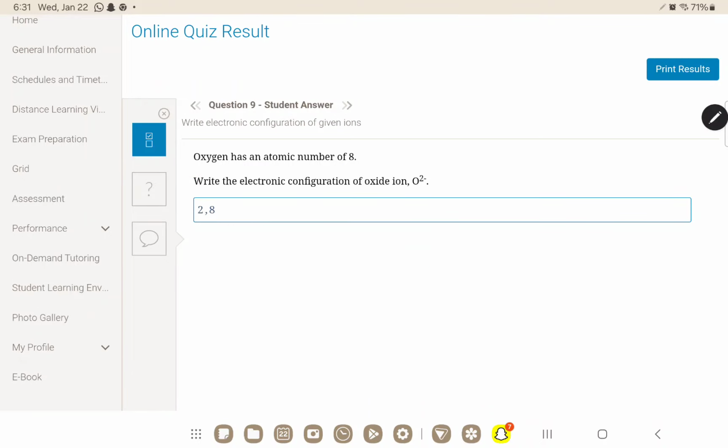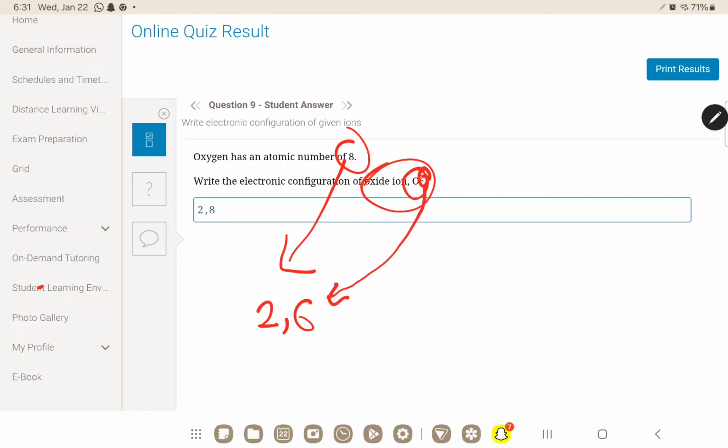Now here they want us to write the electronic configuration of an oxide ion. First, let's write the normal one. So 2 is your first energy level, then 8 minus 2 is 6. 6 is your second energy level. That is for an oxygen atom. They want the ion. So if it's 2 minus, you're going to take that 2 minus and add it to your 6. So it becomes 6 plus 2, so 8. And that's your electronic configuration.